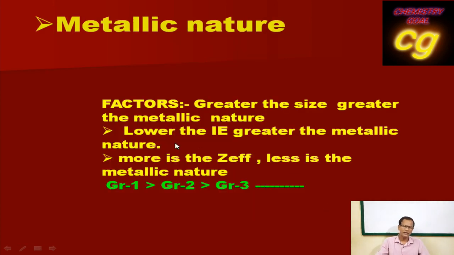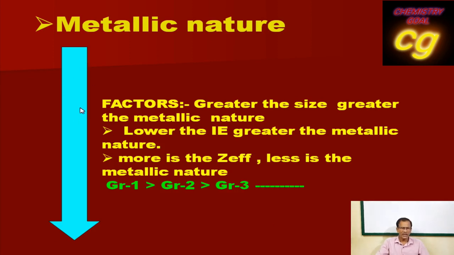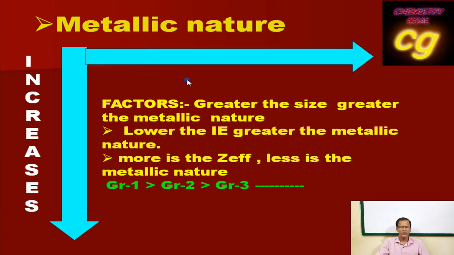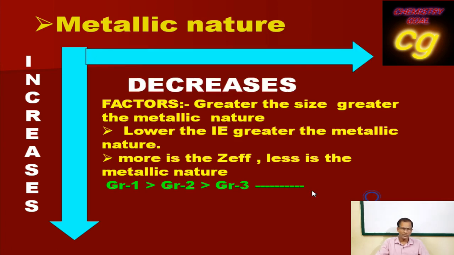Then another topic is metallic nature. We have already read in junior classes that when size increases, metallic character increases. When size decreases, that is left to right, metallic character decreases. That's why in the periodic table, the left side elements are metals and the right side elements are non-metals. What are the factors regarding the metallic nature of the elements? The greater the size, the greater the metallic nature.